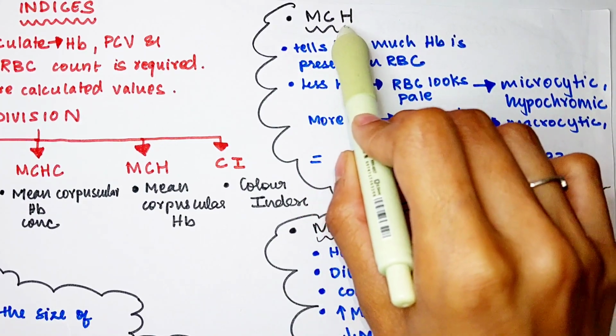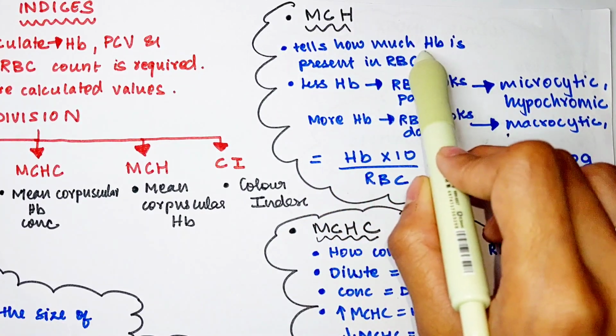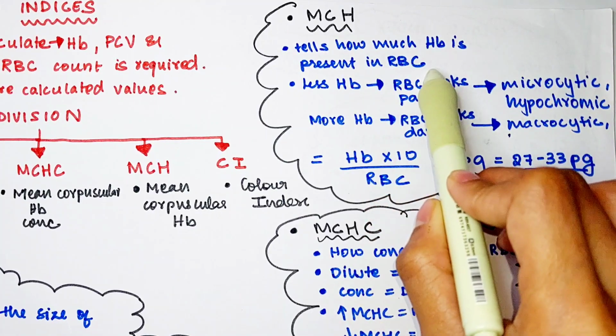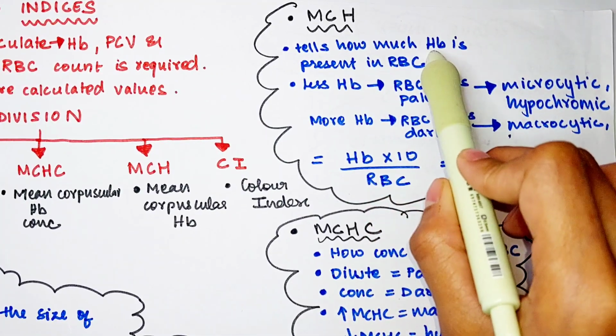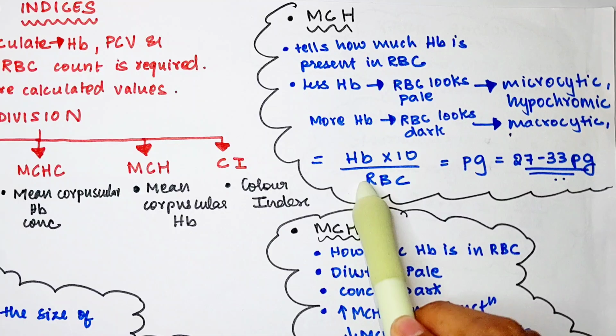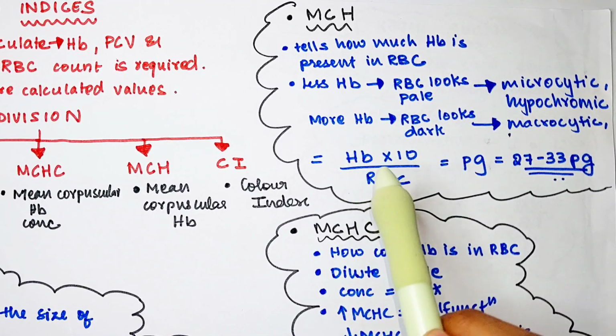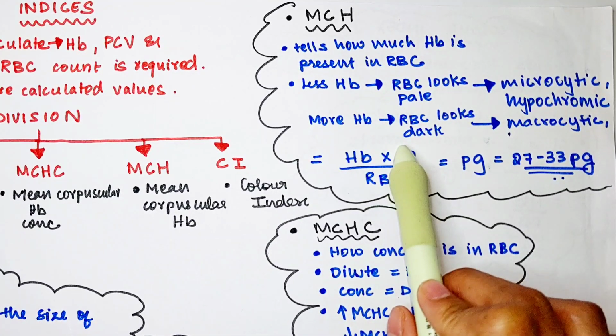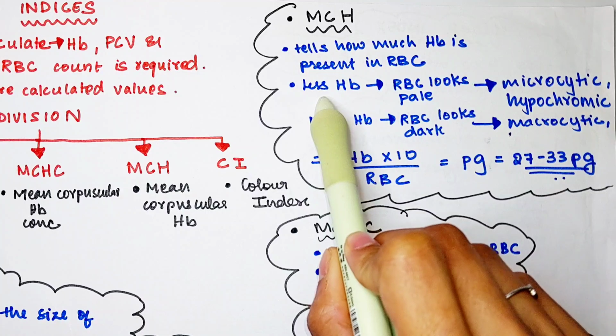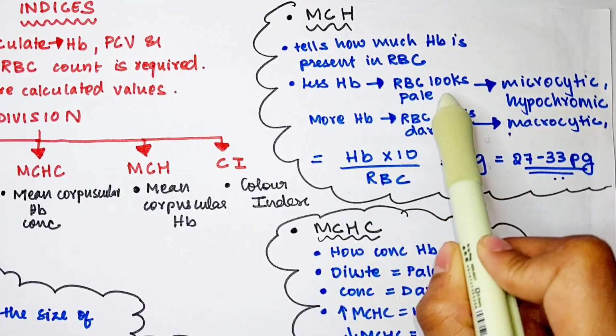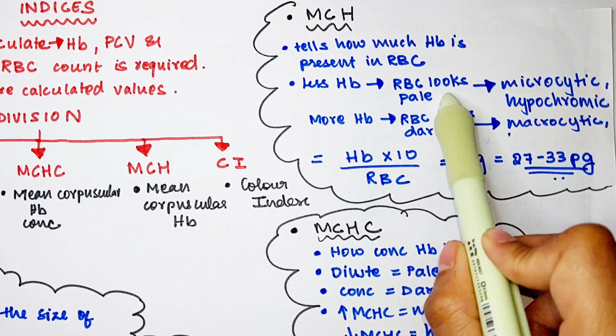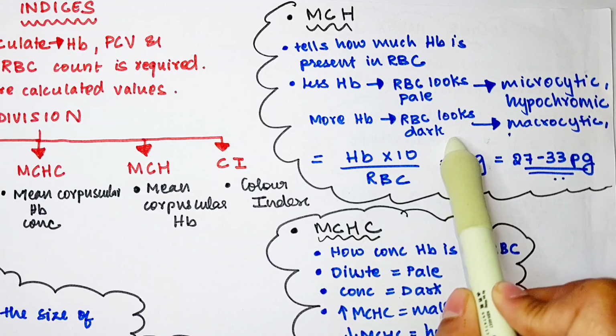So, since we're talking about hemoglobin, it is the amount of hemoglobin that is present in the RBC. Now, as the definition says, amount of hemoglobin present in the RBC, so does the formula say it: hemoglobin divided by RBC into 10. If there is less hemoglobin present in the RBC, your RBC is going to look very pale. But if there is more, it's going to look dark.